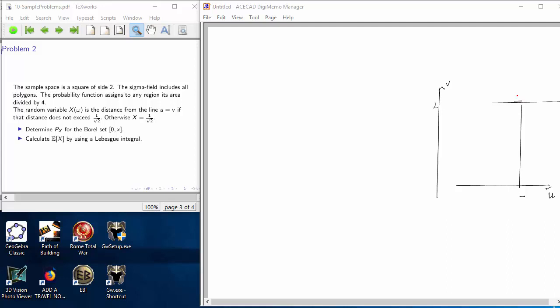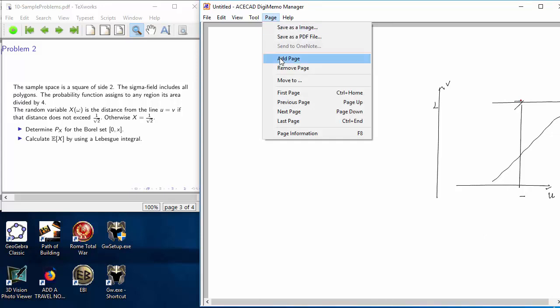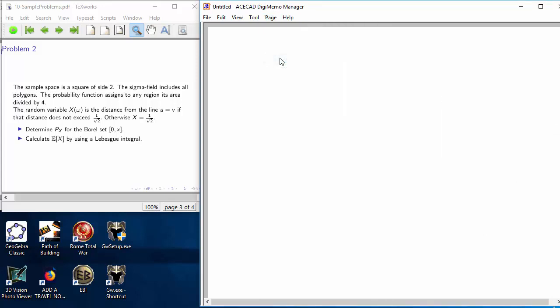Sorry, I'm having just the worst time with this tablet. So there's the line. It's just a total mess. I'm going to blank the page and try again. Okay. Let's have another shot at this.